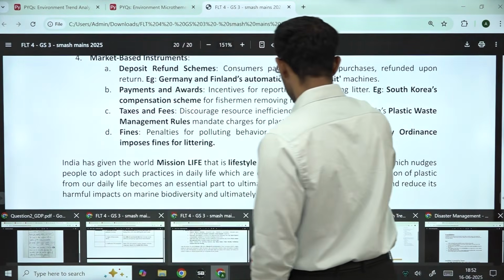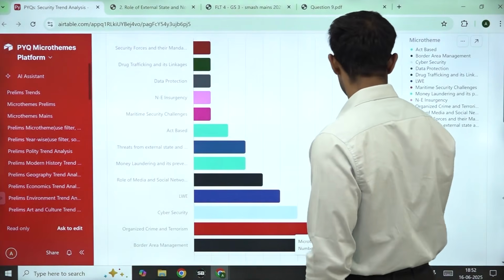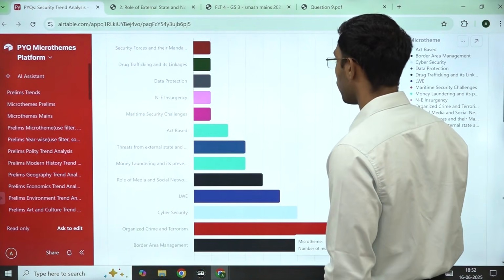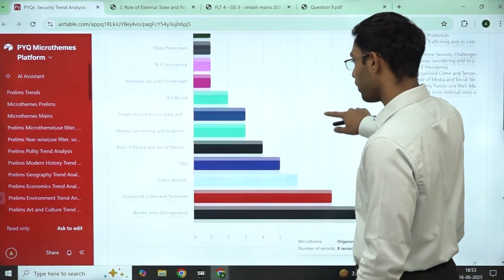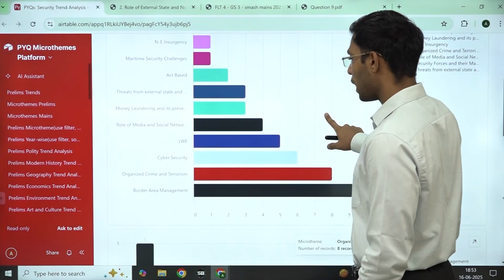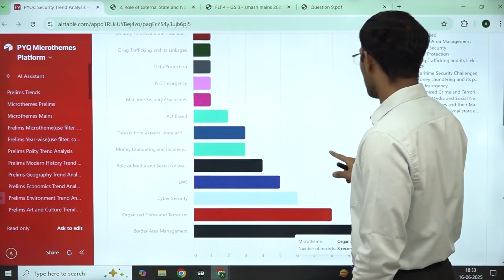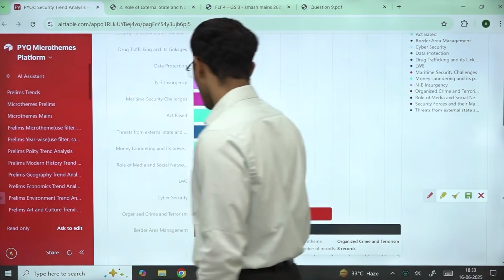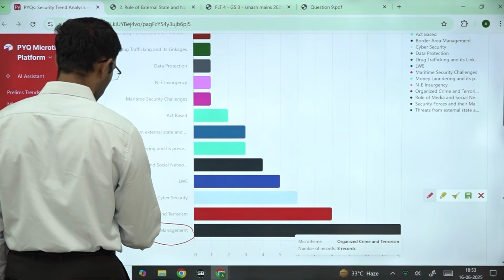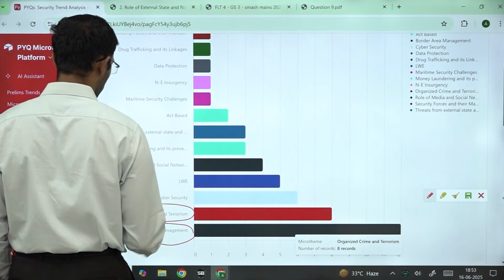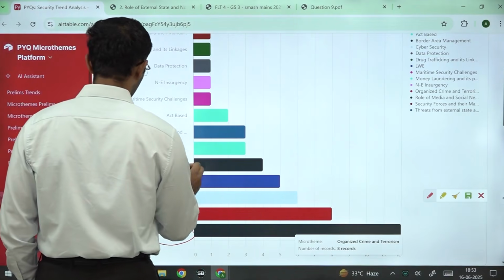We will go to the security part, right? Again, security is similarly going to have different aspects: border management, crime, terrorism, cybersecurity, LWE, role of media, right? So there are a lot of dimensions in security. Border area management, highest questions. Organized crime and terrorism is one of the highest questions. LWE, role of media and social networking.